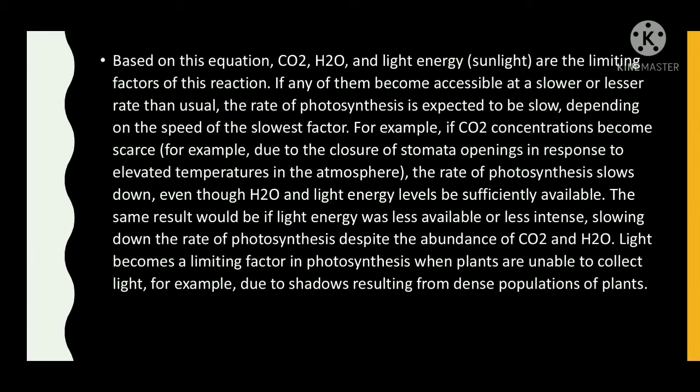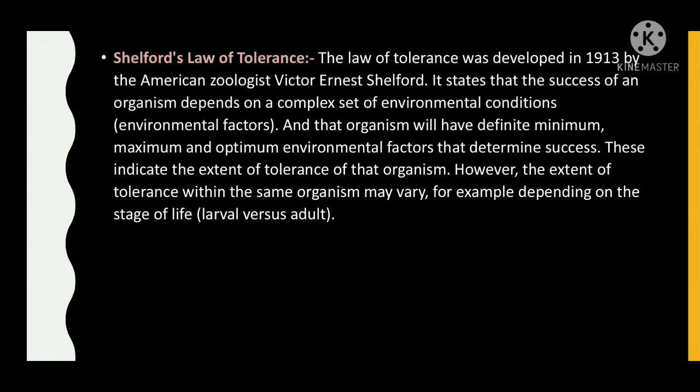The same result would occur if light energy was less available or less intense, slowing down the rate of photosynthesis despite the abundance of CO2 and H2O. Light becomes a limiting factor in photosynthesis when plants are unable to collect light, for example, due to shadows resulting from a dense population of plants.